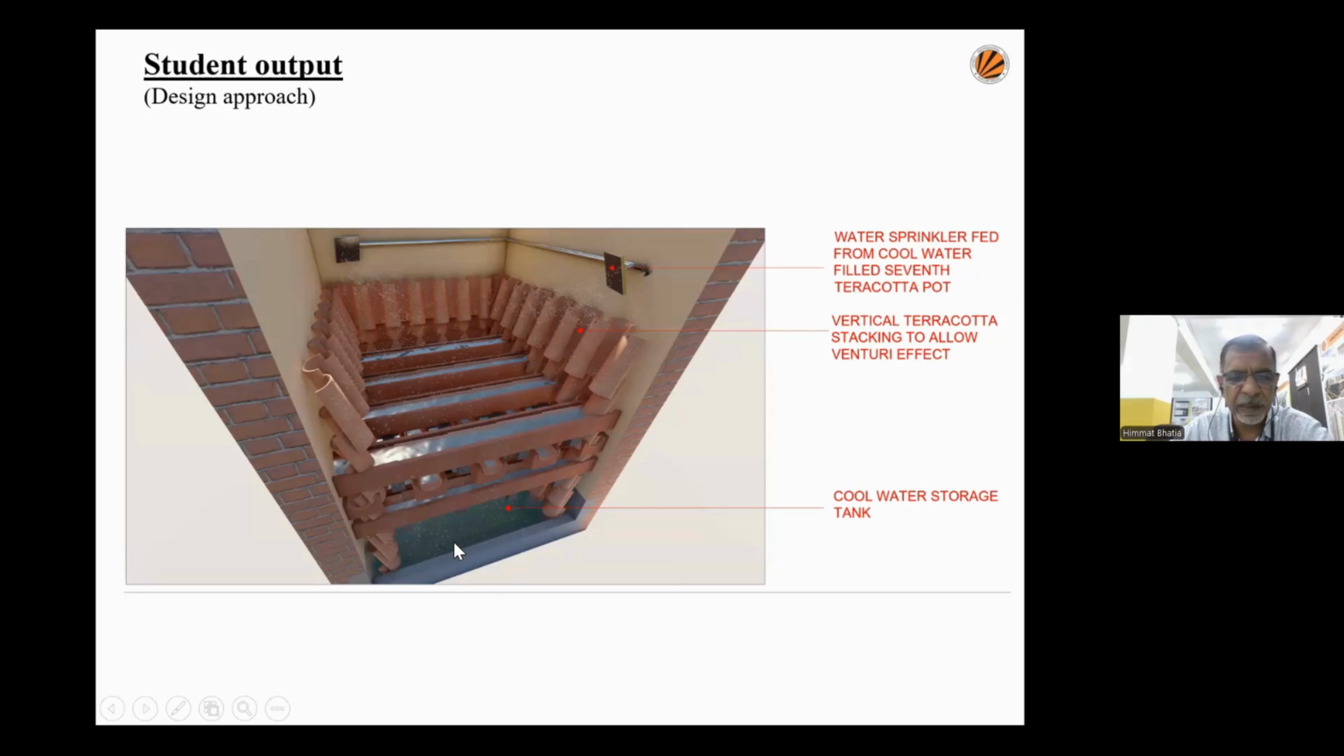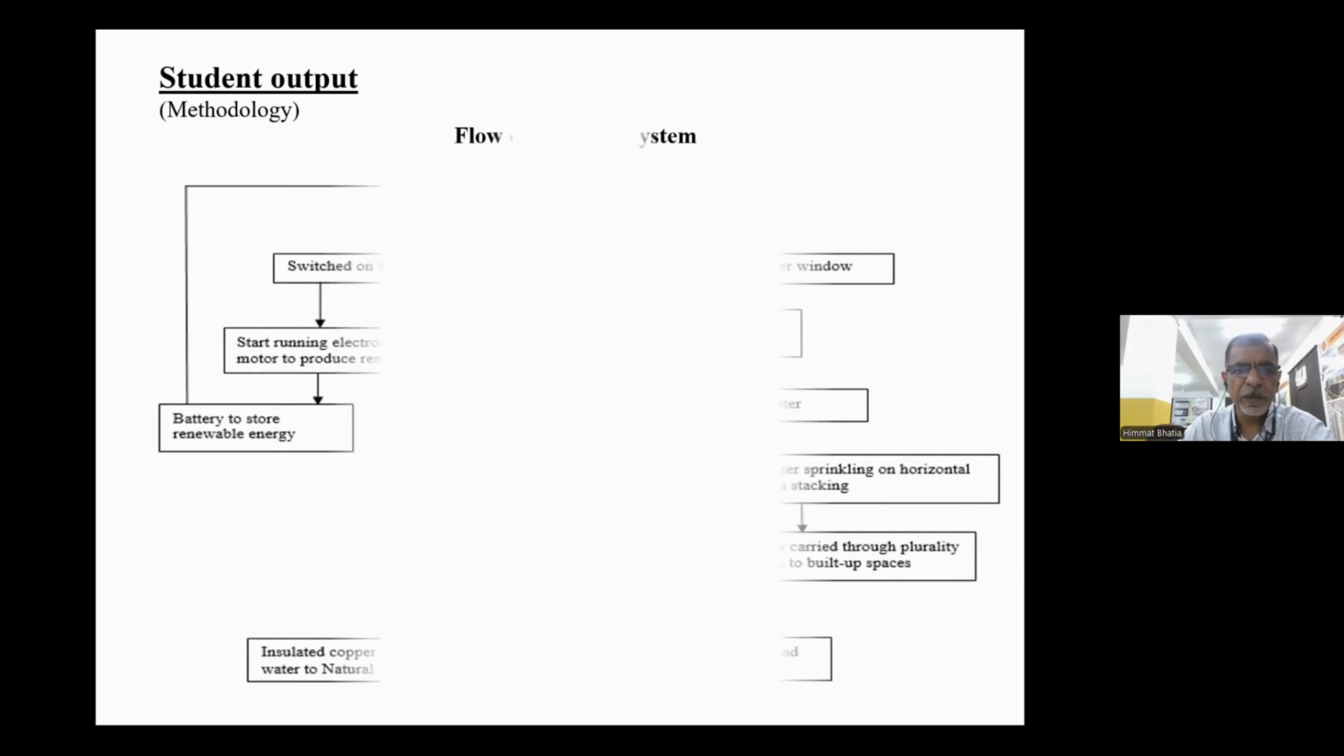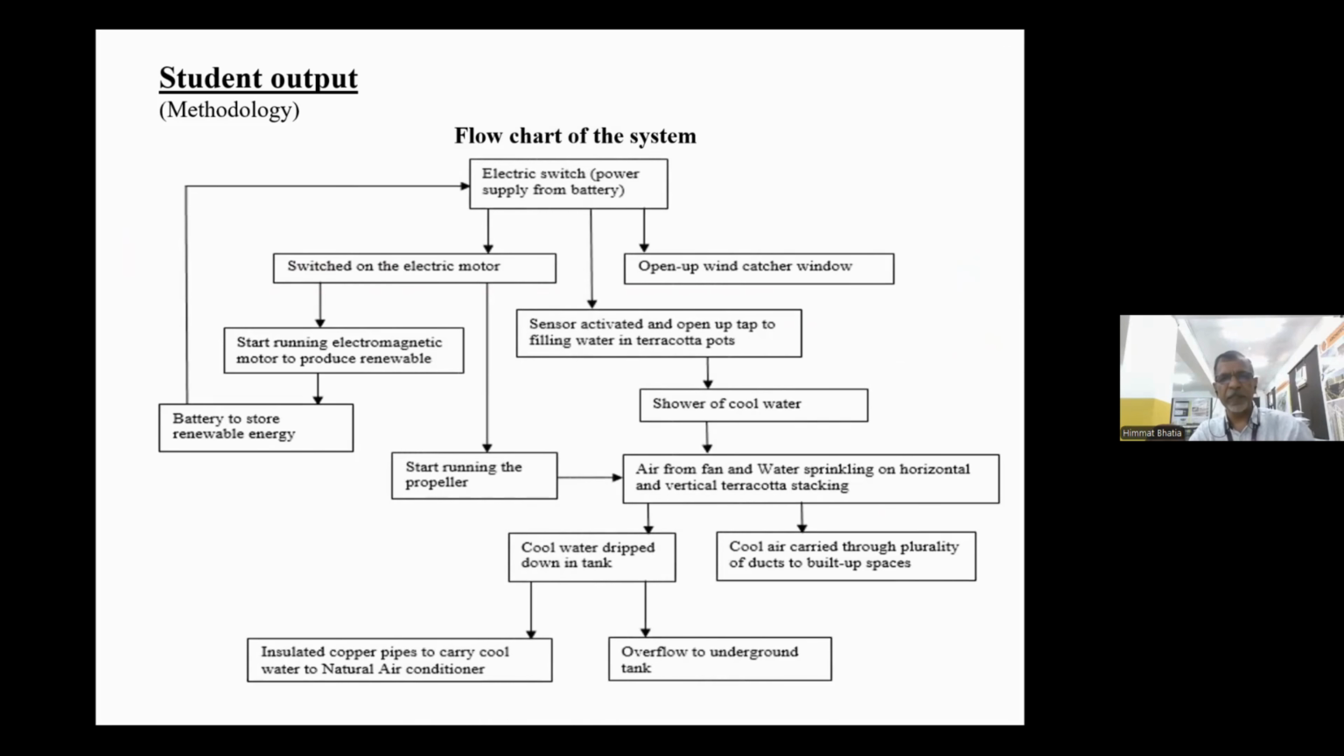And this water will be used for the air conditioning to cool down the air. And this air which is cooled down will be taken through the ducts to the different spaces. So this is the methodology which has been adopted by the students. So we are using three different kinds of cycle system.